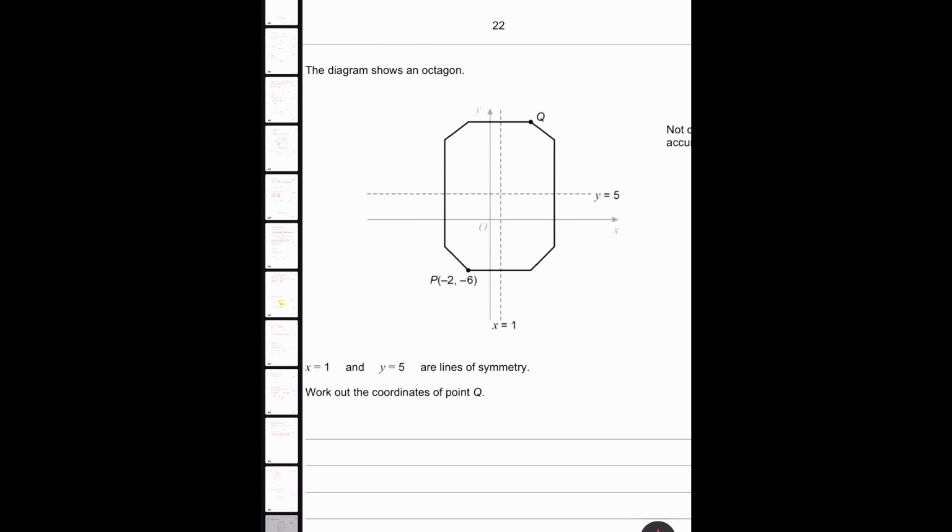Question 26 looks like a complicated question. We have a diagram of an octagon and we are told the lines of symmetry are x equals 1 and y equals 5. Find the coordinates of Q. What's important to know is that Q is the same distance away from our lines of symmetry as P is. So all we need to do is work out the distances of each line from P and double the steps to get to Q.